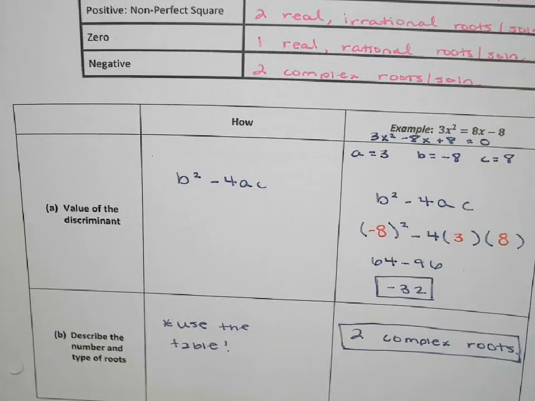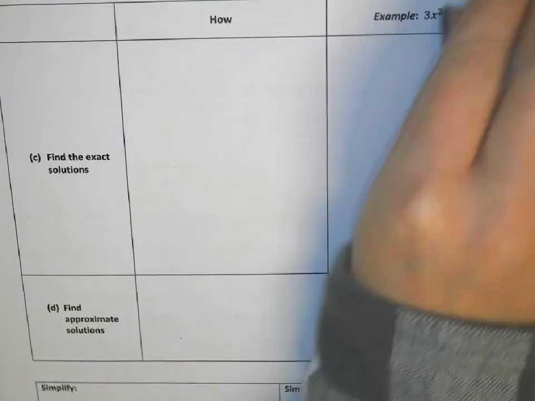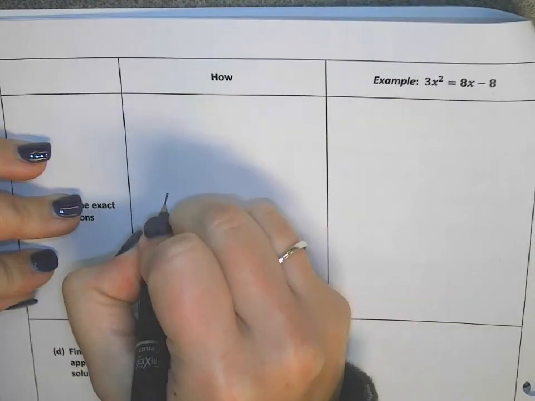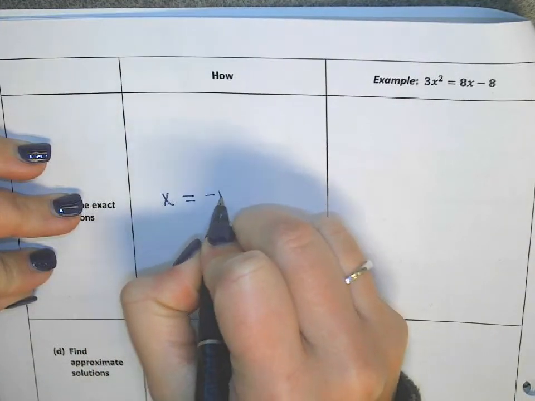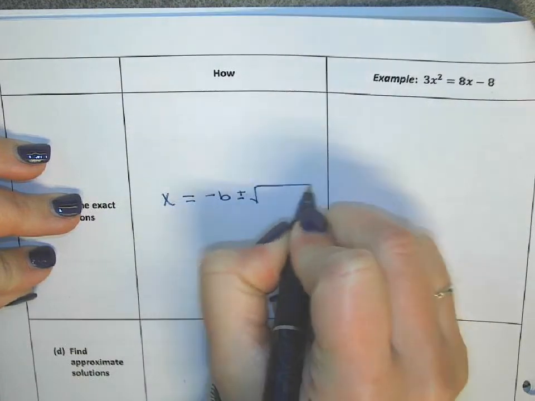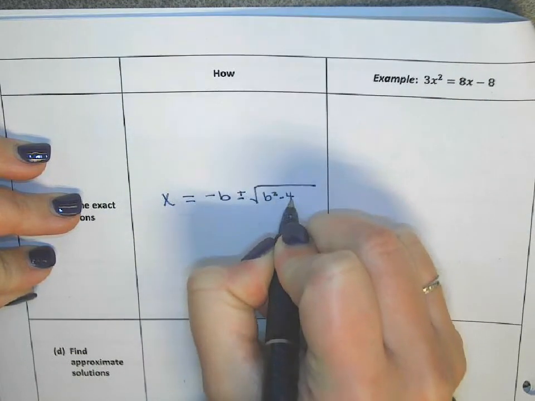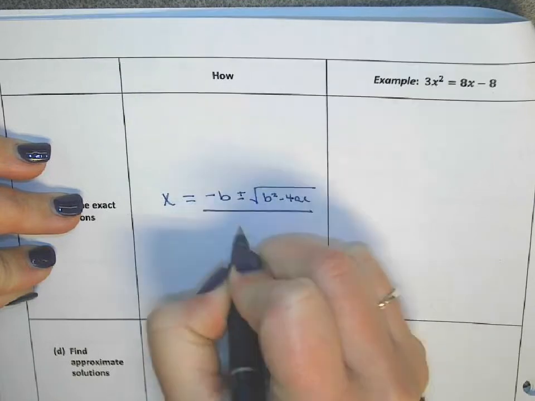All right, I'm going to go ahead and turn this. It says to find the exact solutions next, okay? So how are you going to do that? Now you're going to use the actual quadratic formula. x equals negative b plus or minus the square root of b squared minus 4ac, all over 2a.